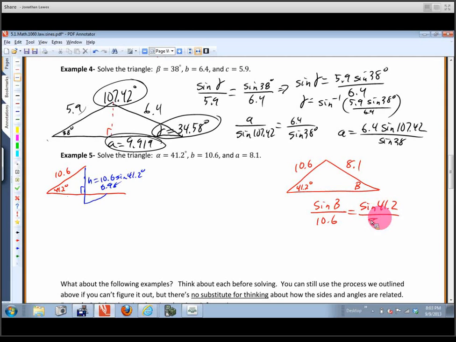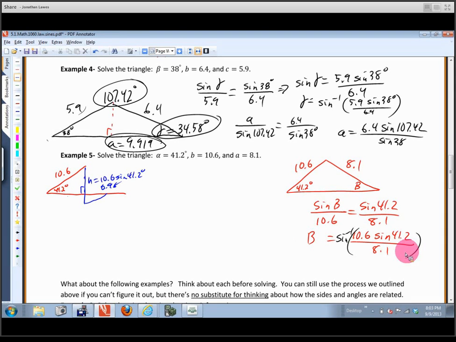All right. Now, that means beta is going to be equal to, let's see, I'll write sine of beta here. We won't skip too many steps. 10.6, let's save some space here, 10.6 sine of 41.2 over 8.1. Now, the reason I saved space there is how am I going to get beta by itself? Well, I've got to take a sine inverse of both sides, right? So sine inverse here and sine inverse of this stuff right here. So here's what beta is going to equal. Beta is going to equal the sine inverse of that right there.